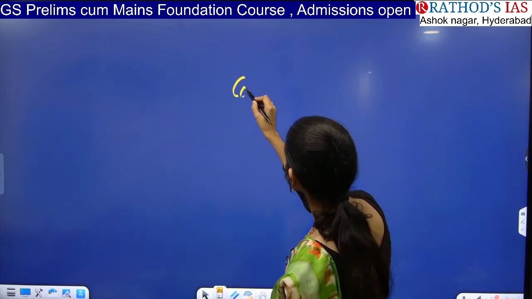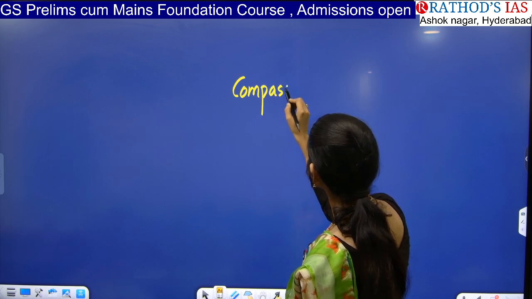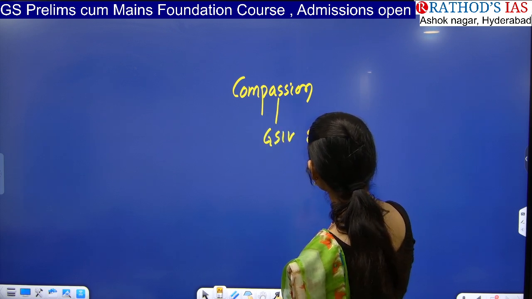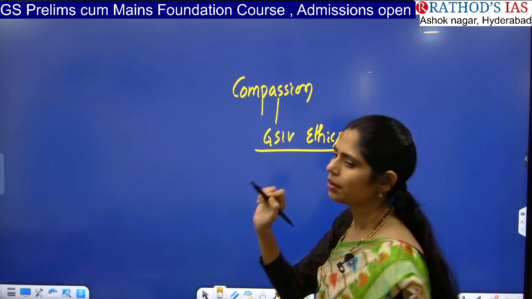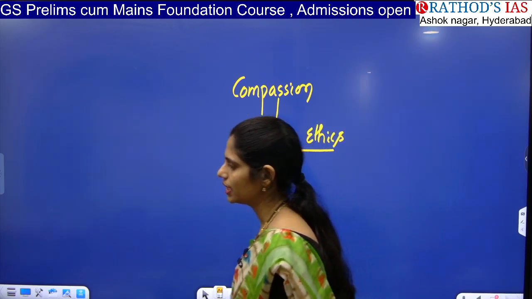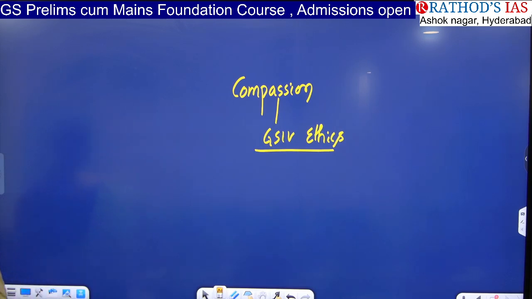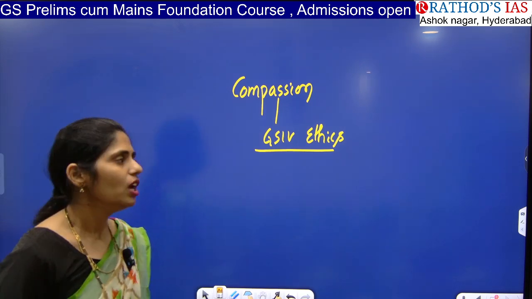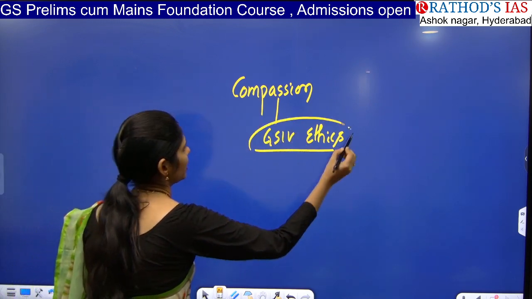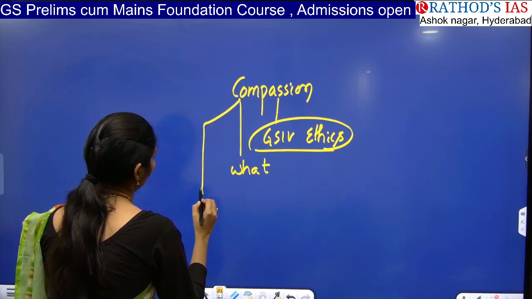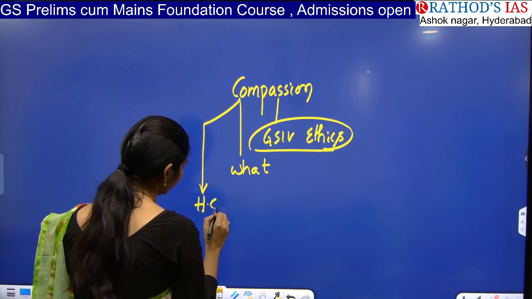So this compassion, you will be seeing in your GS paper 4 under ethics. So when you study your 3rd and 4th chapter, especially in the 3rd chapter, you will be coming across words like compassion, empathy, tolerance, etc. So from that point of view you have to see what compassion is. And this article is saying that we have to include this compassion in healthcare.